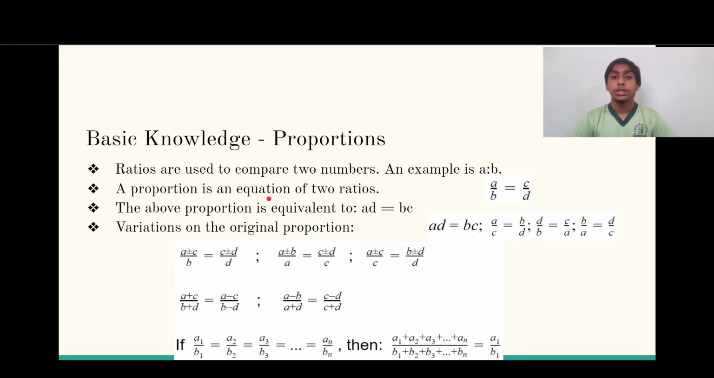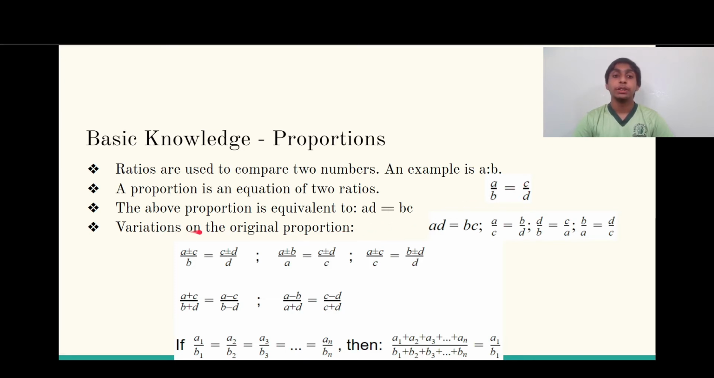A proportion is an equation of two ratios. So A is to B, you can also write it as A over B. Here I have A over B, and this is equal to C over D. This is one ratio, and this is another ratio, and they're equal to each other. So when two ratios are equal to each other, then this is a proportion. The above proportion is equivalent to AD is equal to BC. How do we get that? Well, we multiply the numerator times the denominator, so A and D, so we get AD on our left-hand side, and B times C will give us BC on our right-hand side. So that's how we get AD is equal to BC.